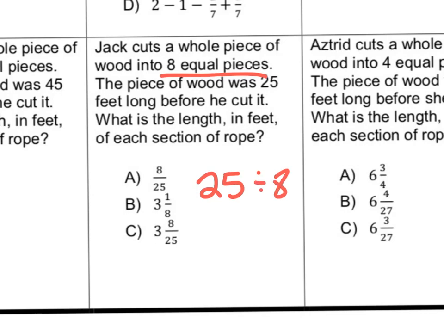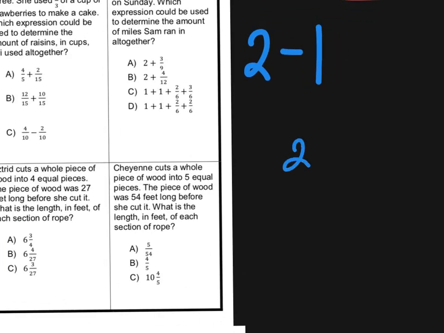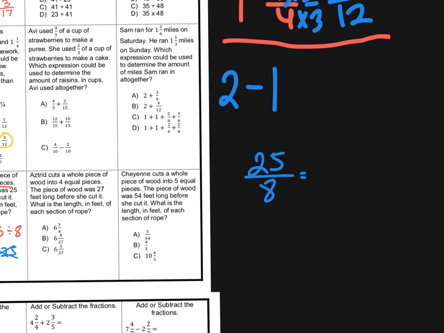This would be wrong. You don't take the 8 and divide it by 25. That would not make sense because you don't take 8 equal pieces and then divide it by 25 feet. It's 25 feet being cut up into 8 equal pieces. So that would be 25 divided by 8. And if you want to write that as a fraction, it would be 25 being divided by 8. And that pretty much becomes like this.